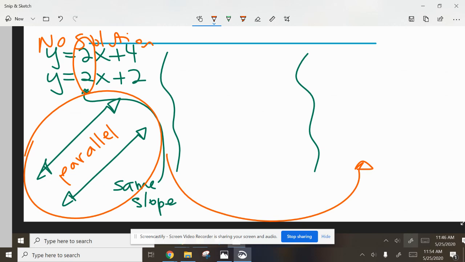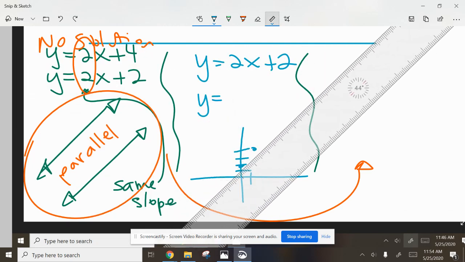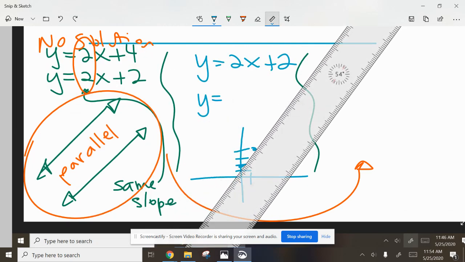Now I'm going to show you what one solution looks like. We can still do it in the middle here. One solution would be like y equals 2x plus 2. And then y equals, if I was doing 2x plus 2, that would be my, oh, we're gonna get better than that. We can always do better than that. And if I did that, that would look like this, okay?